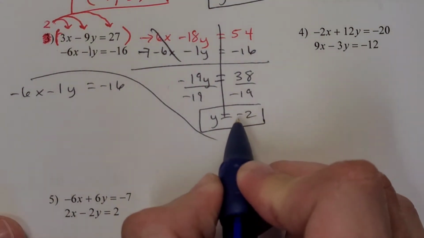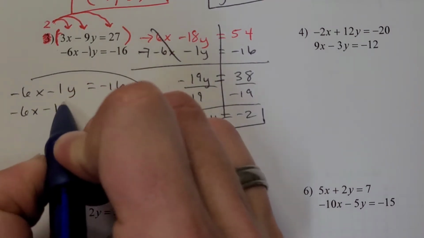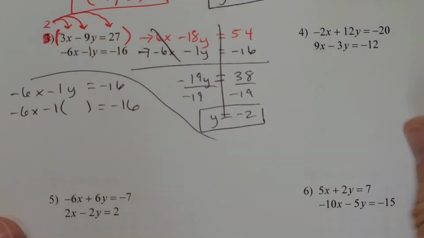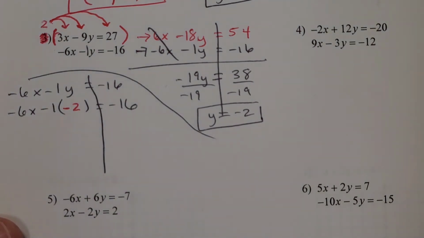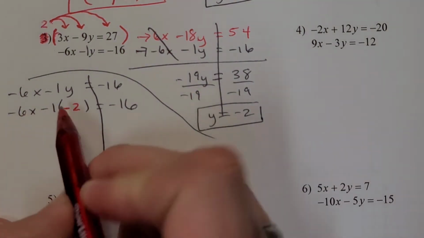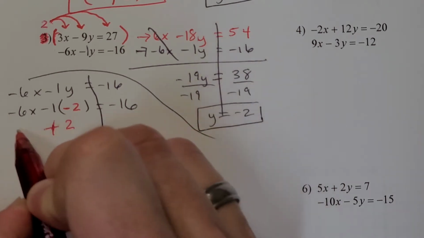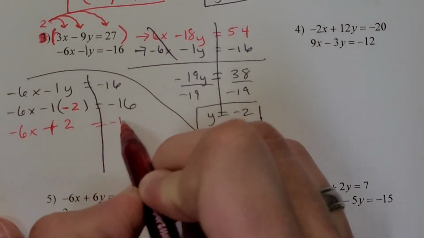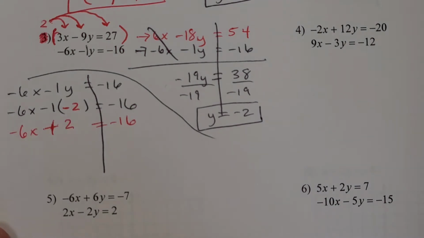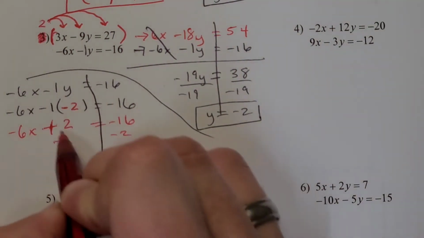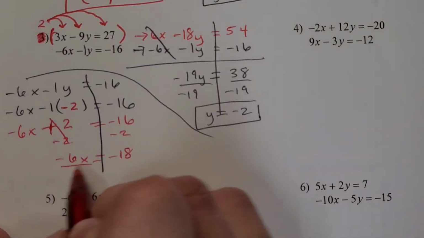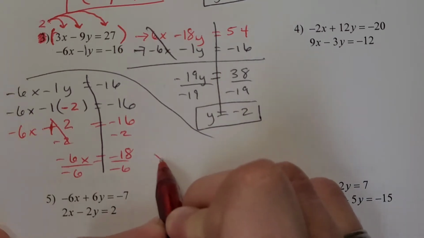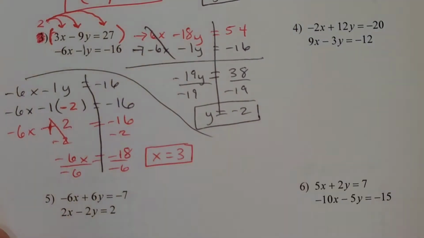So now notice this says y equals negative 2. So I have to come back and plug negative 2 in for y. Done. Okay. Now we solve. Let's see. Negative 1 times a negative 2 is a positive 2. So negative 6x plus 2 equals a negative 16. Now we have a two-step equation. I subtract 2. Negative 6x equals negative 18. And when I divide by negative 6, I get that x equals 3.